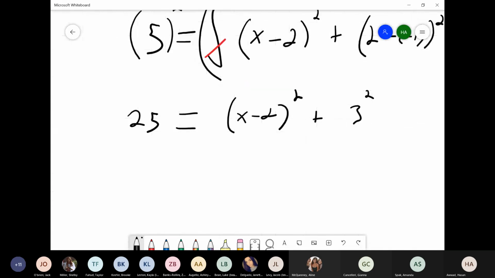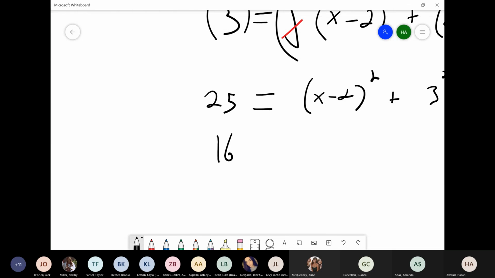Well, this is looking more and more like a quadratic, right? We have x minus something squared. When we expand that out, we know that we're going to get some kind of quadratic. And 3 squared is just a constant that we could always move over to the other side, right? So 3 squared is 9. So I'm just going to subtract 9 from both sides. What's 25 minus 9? That's 16, right? So we have 16 is equal to x minus 2 squared.